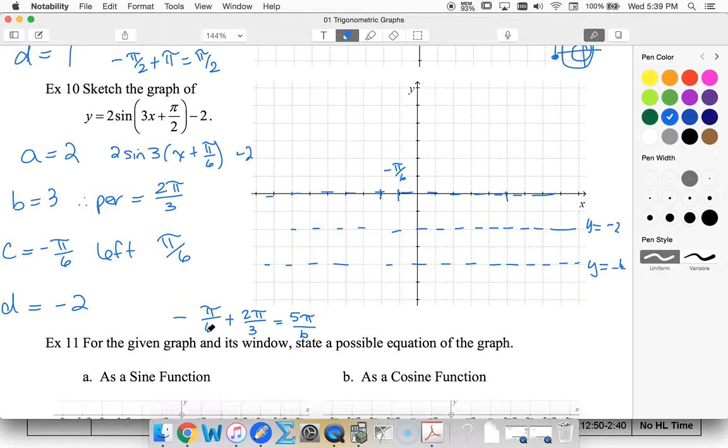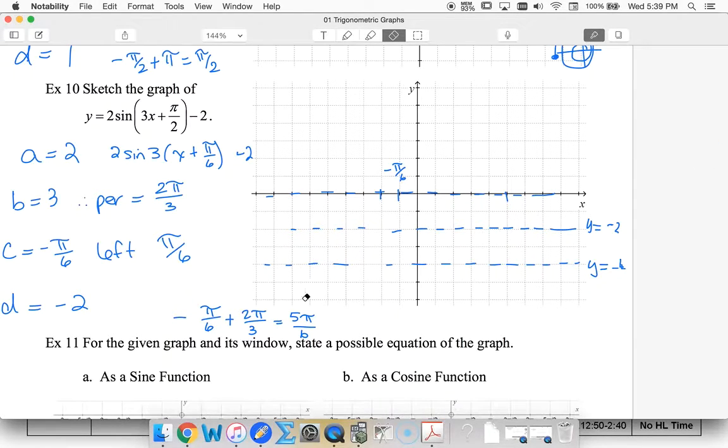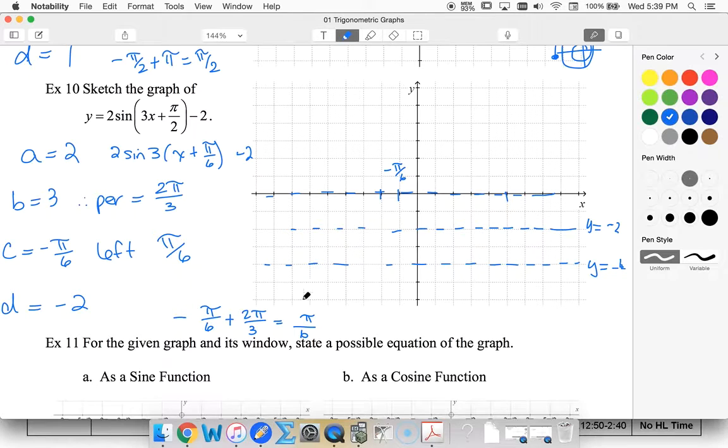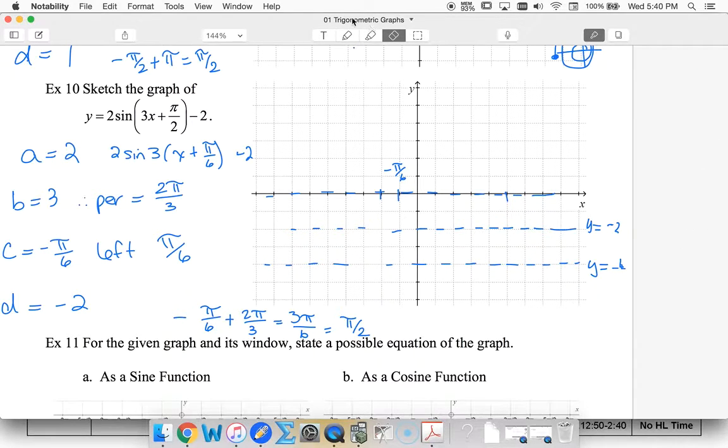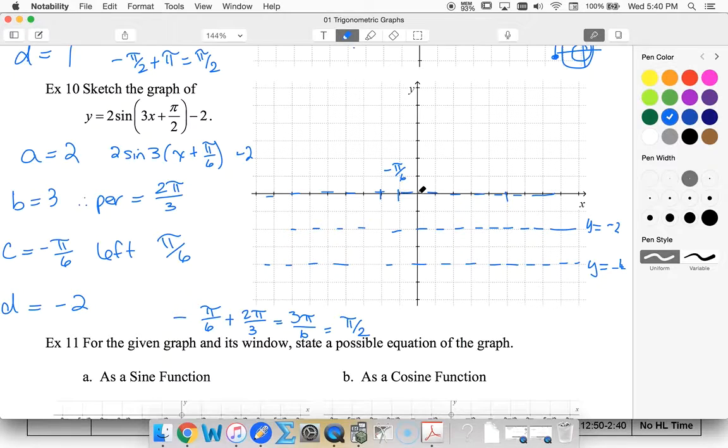So is that right? Ooh, sorry. This is 4 pi over 6 minus pi over 6 is 3 pi over 6. So 3 pi over 6, of course, is the same as pi over 2. Okay, so I can still keep going with this. Pi over 6, 1, 2, 3 pi over 6, so that's pi over 2.